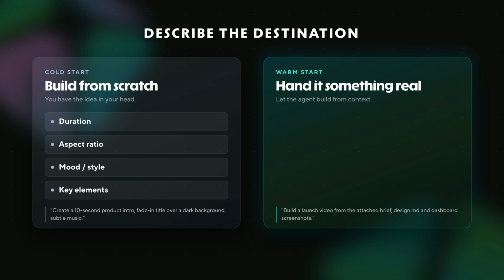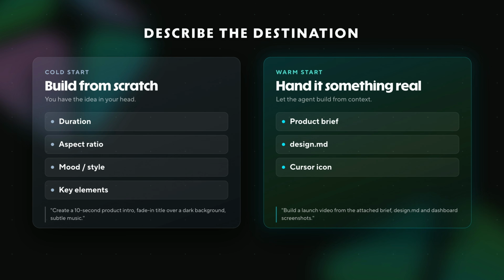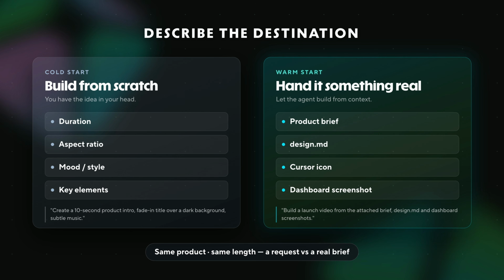Then there's the warm start, which is handing it something real. For this one, that's the actual product brief, the design.md, our cursor icon, and a screenshot of the dashboard for this brand. And we're letting the agent build from that. And typically that gives you more favorable results because now it's working from context instead of guessing. And this is with the same product and the same length. One's a request, the other's a real brief.